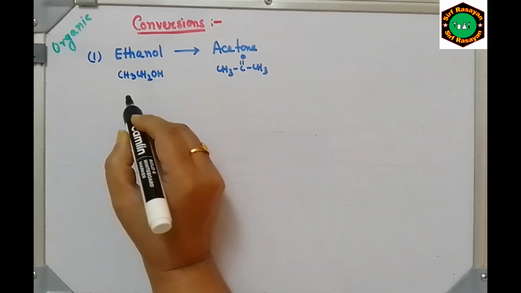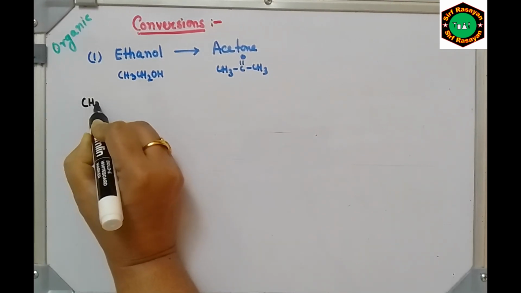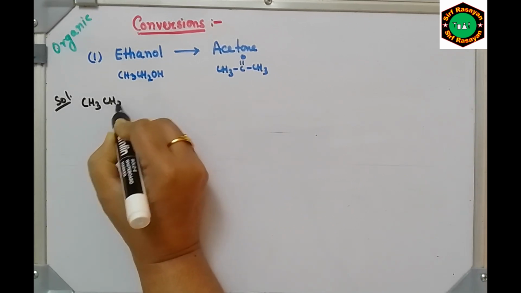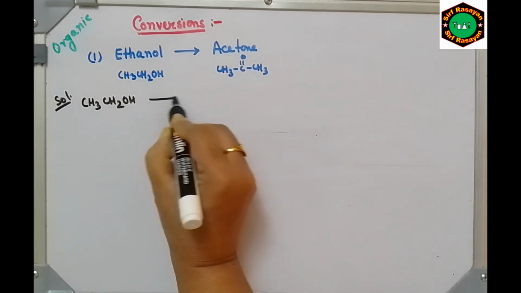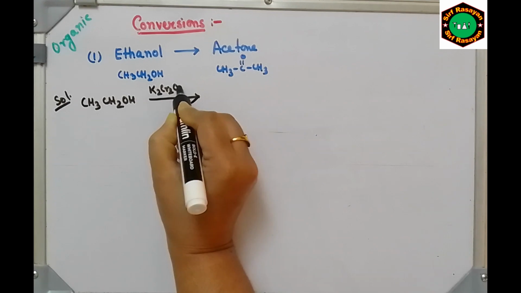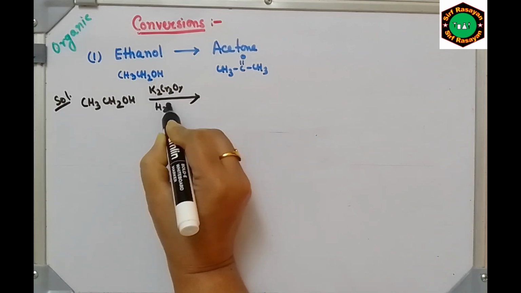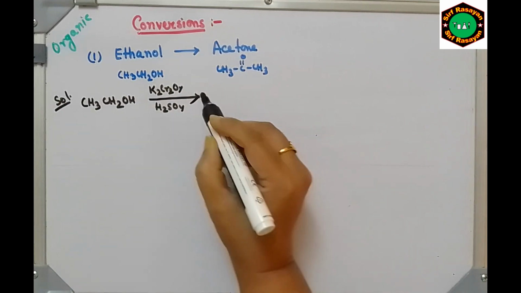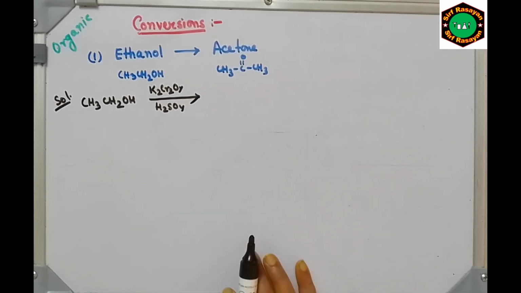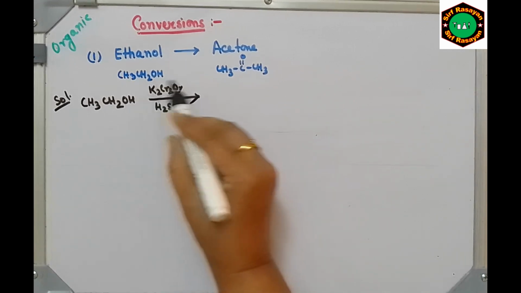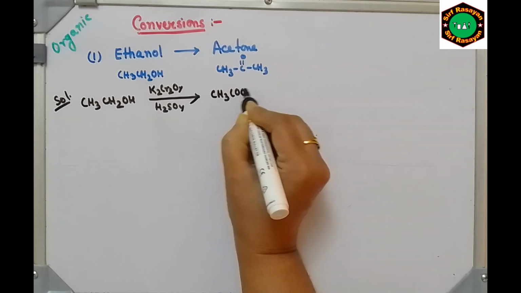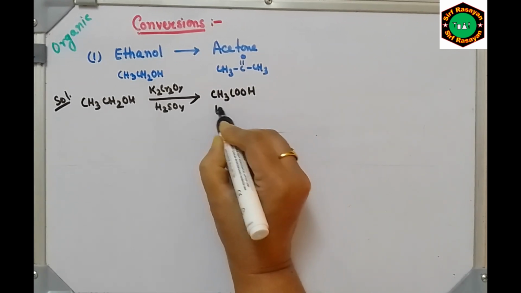So first take ethanol. Now do oxidation with potassium dichromate in acidic medium, H2SO4. The primary alcohol will be oxidized to carboxylic acid because this is a strong oxidizing agent. So we are getting CH3COOH. This is ethanoic acid.